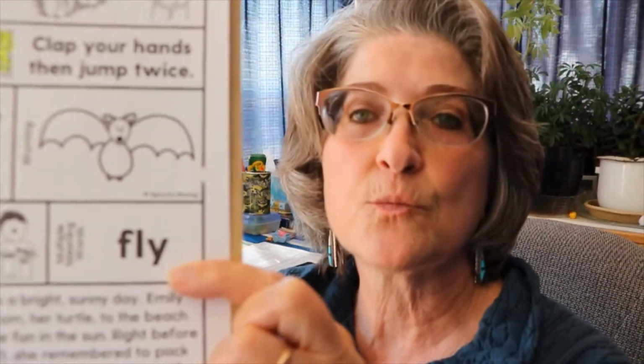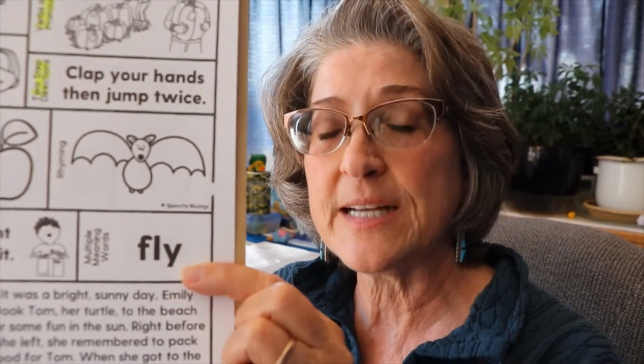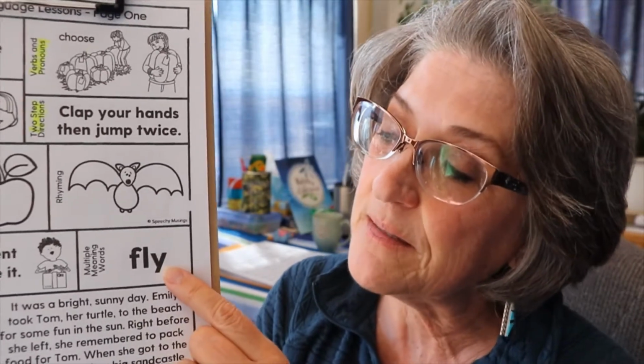Next box, multiple meaning words. This is a really, really crucial skill for kids to have. We want kids to be able to talk about words that mean something different. So fly, for example, can mean the insect that buzzes around and lands on your food. Fly can also mean the action of soaring through the sky. I can fly, a bird can fly. Fly might mean the zipper on your pants. So words that have more than one meaning.